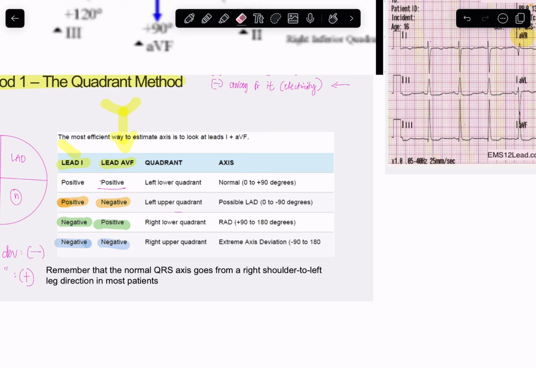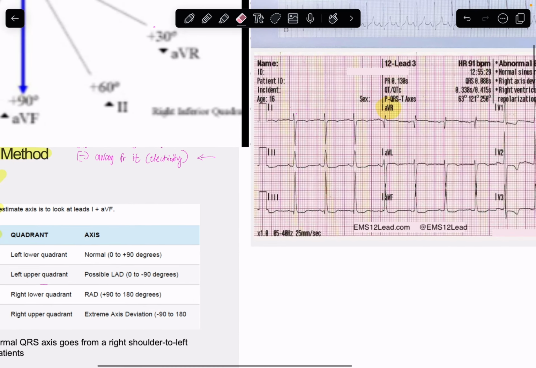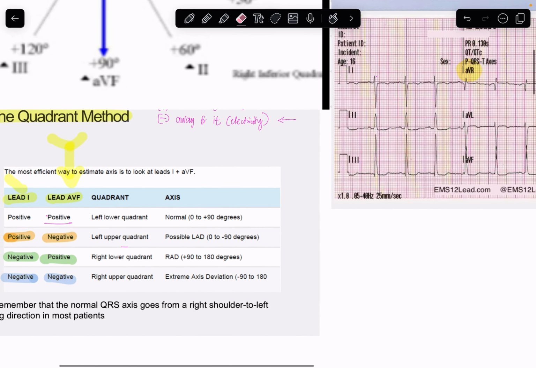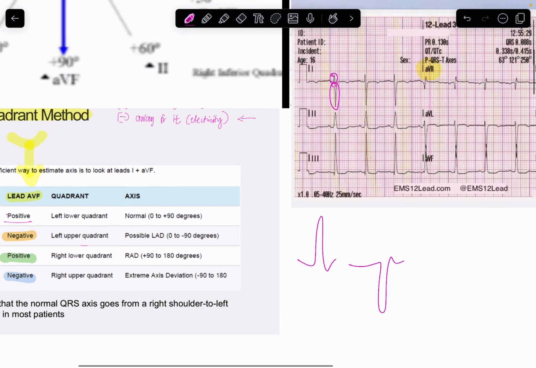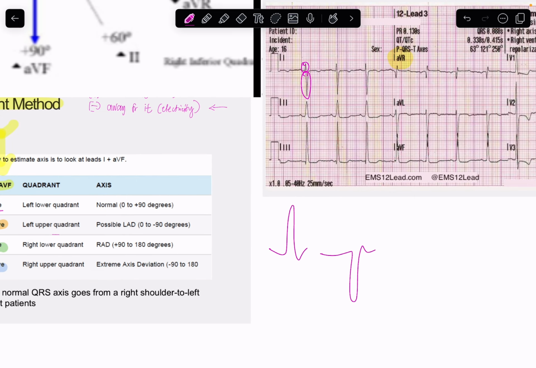It's very easy. All we have to do is compare lead 1 and AVF. So for lead 1, we just tell if it's positive or negative. This one is more negative. As you can tell, it's more negative than positive. A positive deflection is like this, a negative deflection like that. The reason it's a positive deflection is because the electricity is going towards the lead, and the reason this is a negative deflection is because the electricity is going away from the lead.